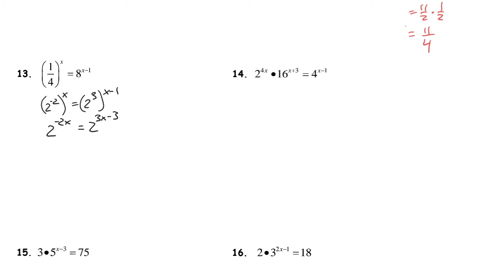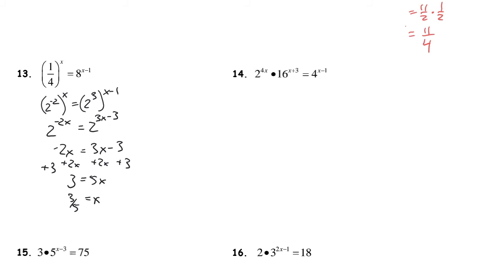Now the bases are the same, so I've got to set the exponents equal to each other. Maybe I add the 2x to both sides. Okay, add 3 to both sides, and so I will get 3 is equal to 5x, or x is equal to 3/5.